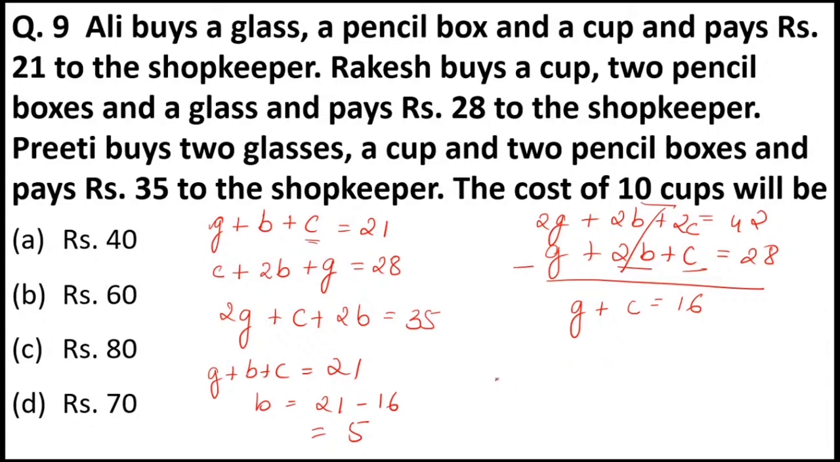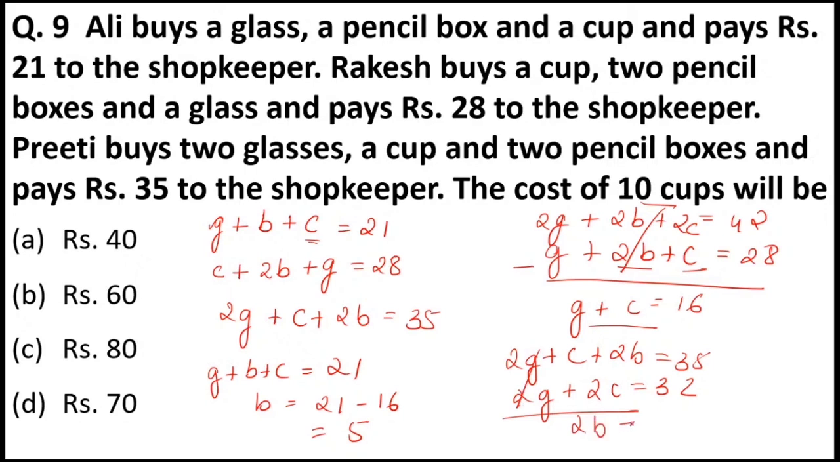So if we just look at this term, 2G plus C plus 2B gives you 35 and we'll multiply this by 2. So 2G plus 2C gives you 32. So this will get cancelled. 2B minus C gives you 3.